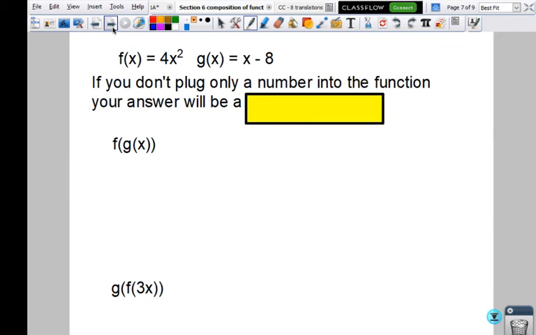Alright, so we did these with only numbers. We're going to do these where we have polynomials. So if you don't plug in only a number, like on this first one, we're going to do f of g of x. And everywhere we see an x, we're going to replace it with x, which is kind of not really doing anything, but you'll see.